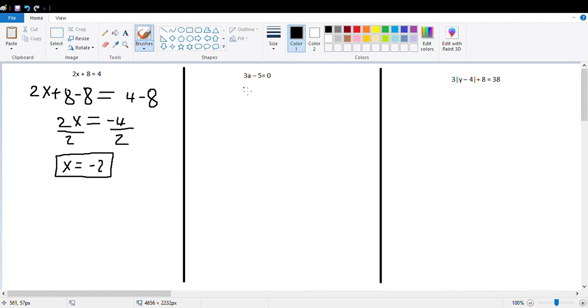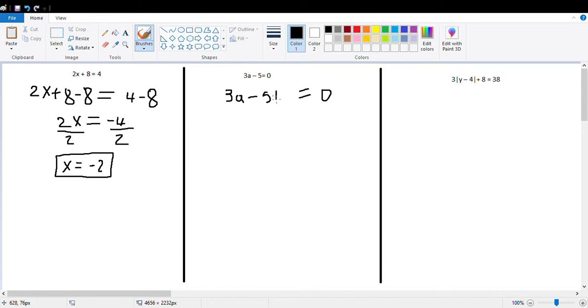Second exercise: 3a minus 5 equals 0. Exactly the same way. The variable in this case is different because for the first exercise the variable was x, in the second exercise the variable is a, but the process is exactly the same. Now, one more time, we have to apply the property of equality. Then 3a minus 5 is equal to 0. Now in this case it is negative 5, or minus 5.